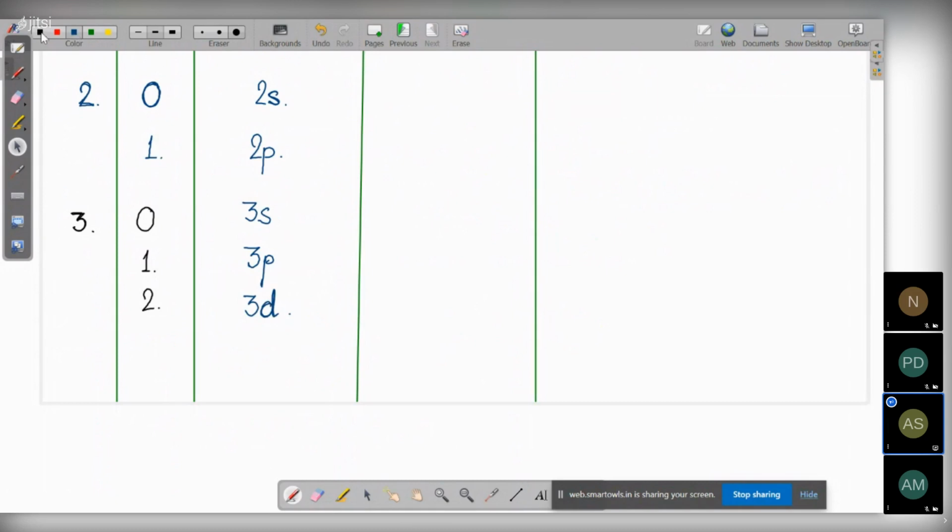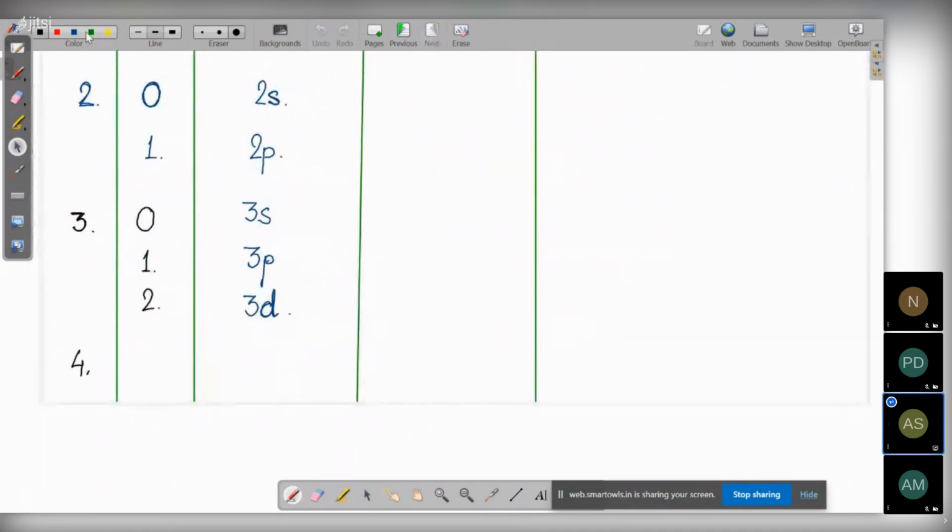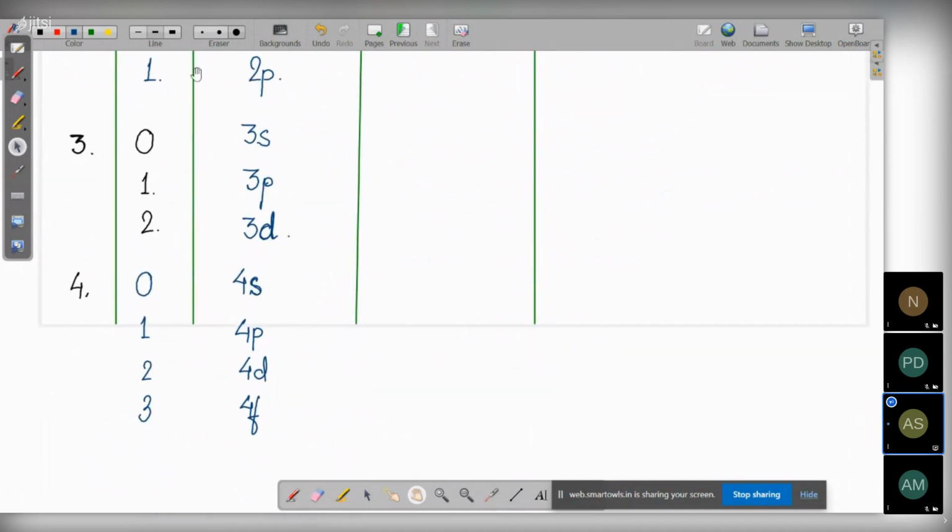Then what if the principal quantum number is 4? Then what are the possible values? The value of l can be 0, 1, 2 and 3. So 0 means s subshell, that's why I call this 4s. 1 means 4p, 2 means 4d, and 3 means 4f. This is how each of the subshells is designated.